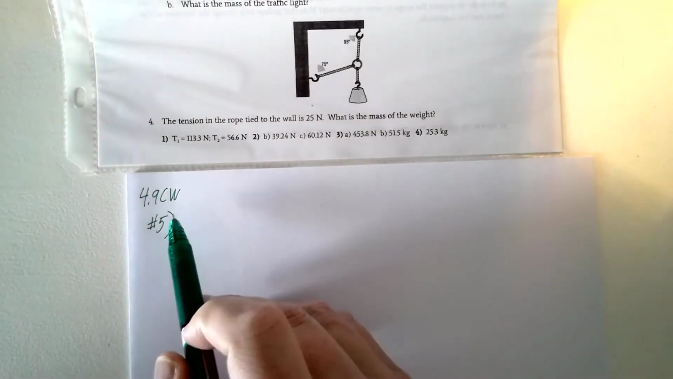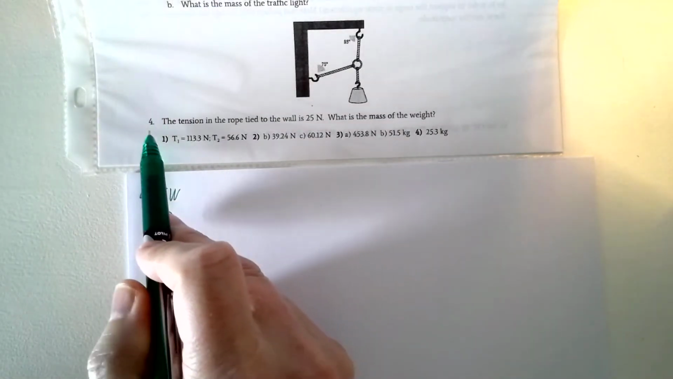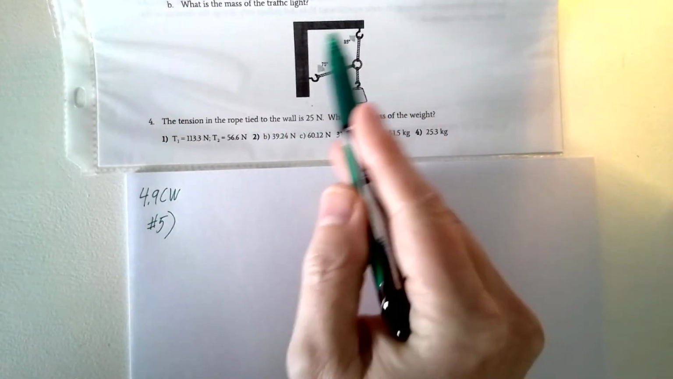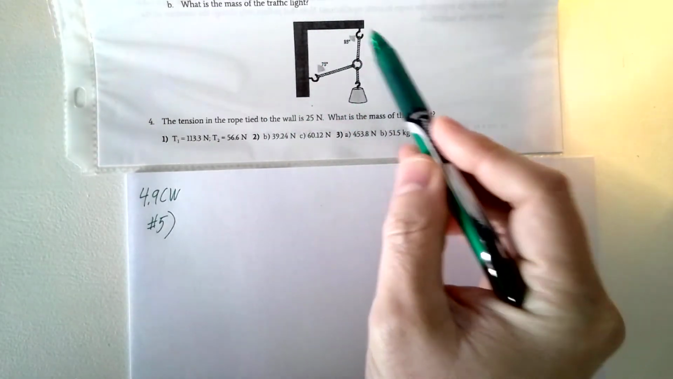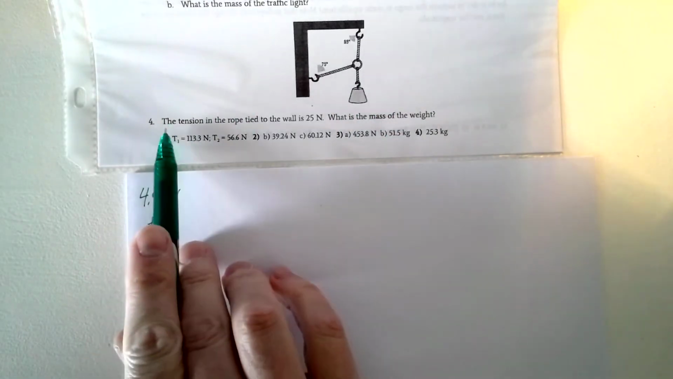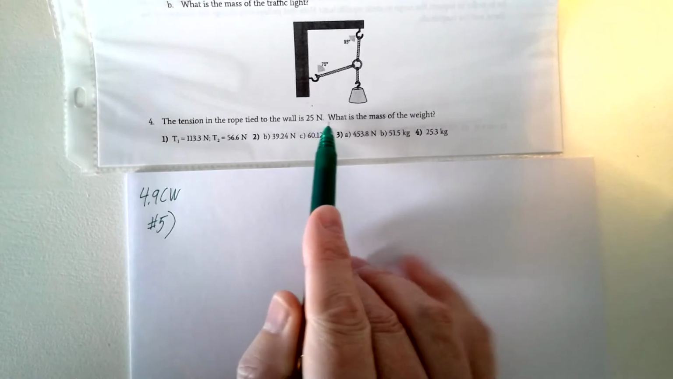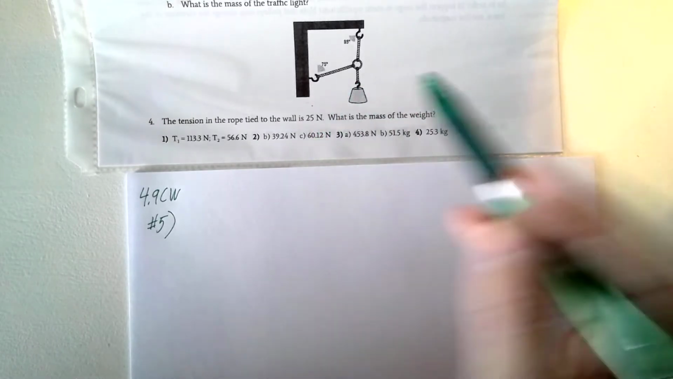Okay, 4.9, number 5. Yes, I know the sheet says 4. I rearranged it a little bit. It has this setup here. It gives us a picture. Most of the information is in the picture here. But it says the tension in the rope tied to the wall is 25 newtons. What is the mass of the weight?